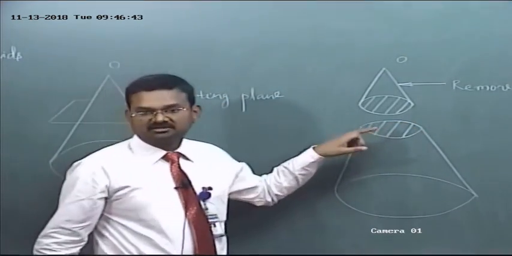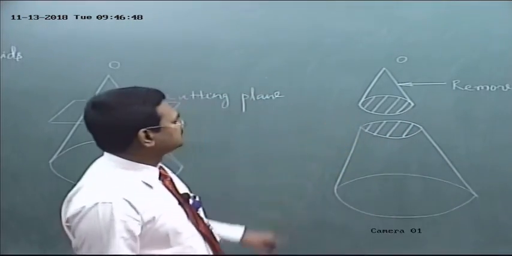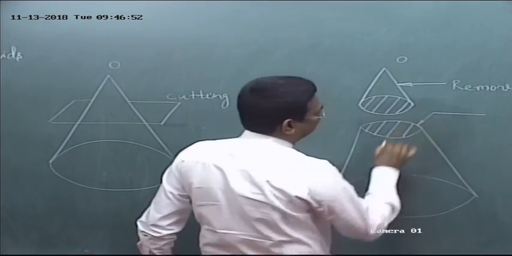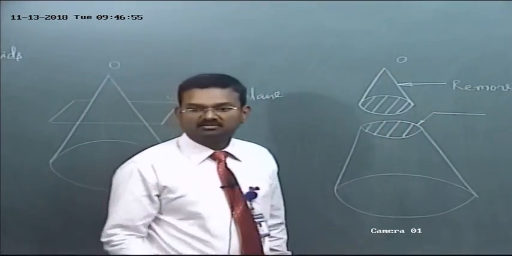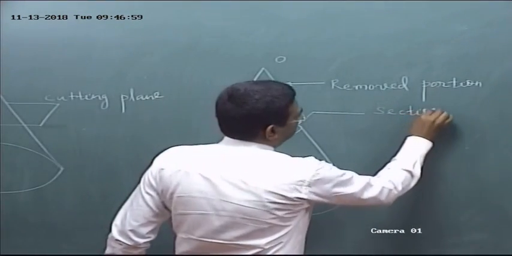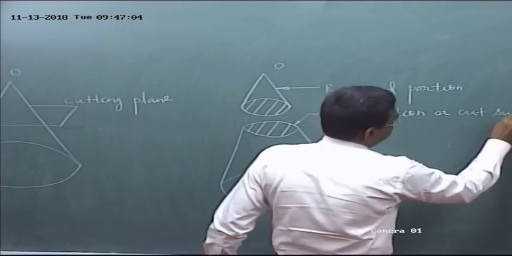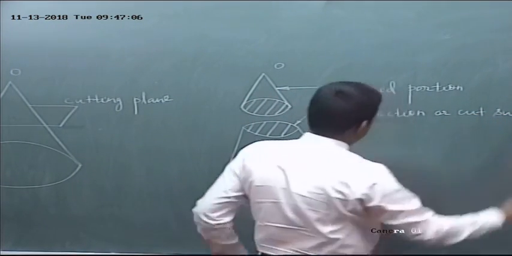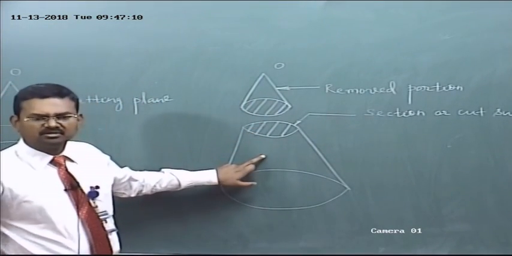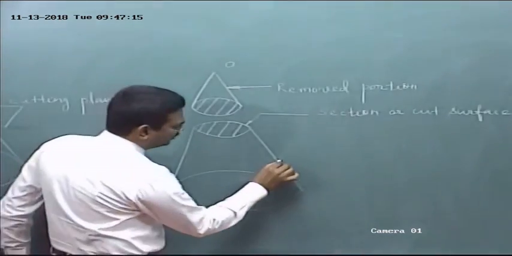This is called the cut surface. The cut surface should be identified by using section lines. This is called the cut surface or section. Section or cut surface. The cut surface with its remaining portion is projected on the planes of projection. This is called a section of solids. This is the remaining portion.